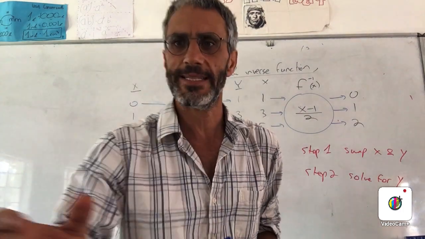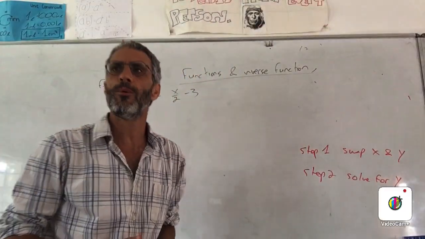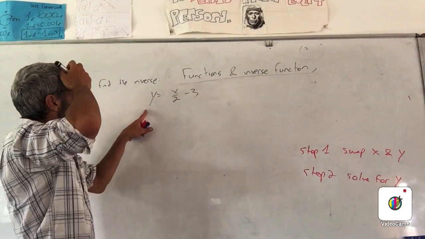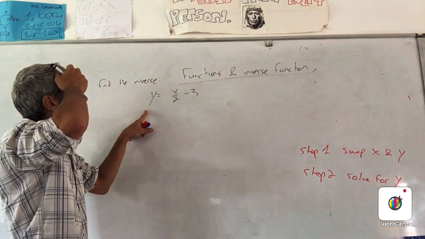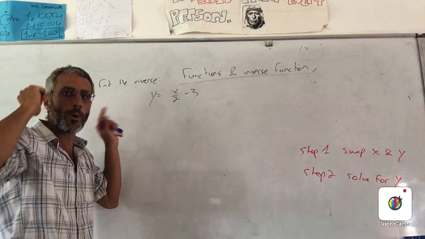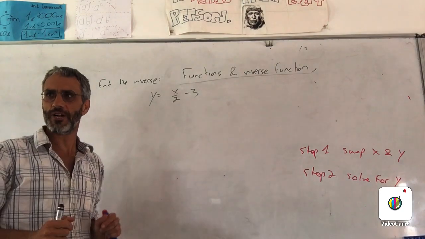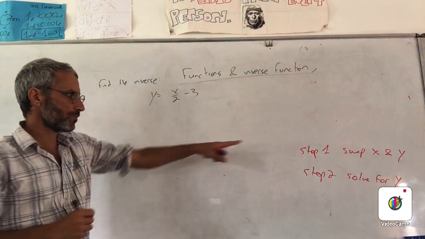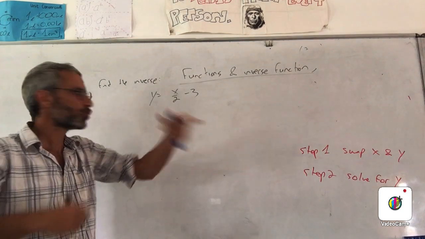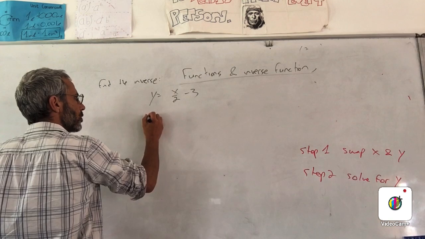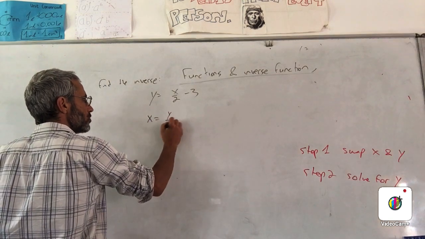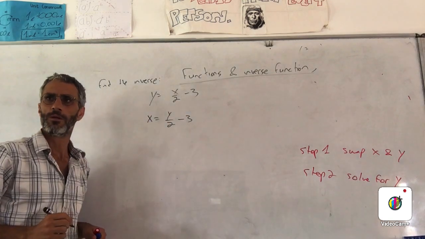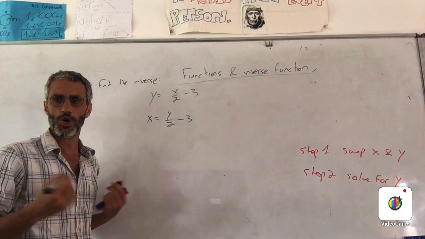We're going to do another example. Guys, let's do a couple more examples. The first one, y equals x over 2 minus 3. We want to find the inverse function. So what's the first step to do? Swap. Just not thinking, just swapping. x equals y over 2 minus 3. That's step 1. Done. You got a mark.